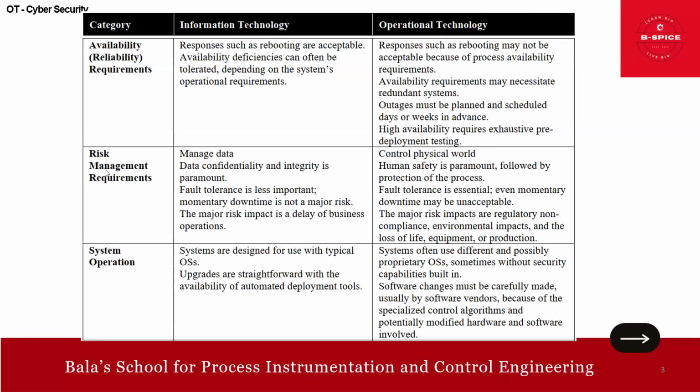Then, when we talk about the risk management requirement, in IT we are only talking about managing data, but in OT we control the physical world. So in IT, data confidentiality and integrity is paramount. In OT, human safety is paramount, followed by the protection of the process, right? Fault tolerance is less important in IT, but in OT fault tolerance is very essential. Even momentary downtime may be unacceptable, isn't it? I hope you agree.